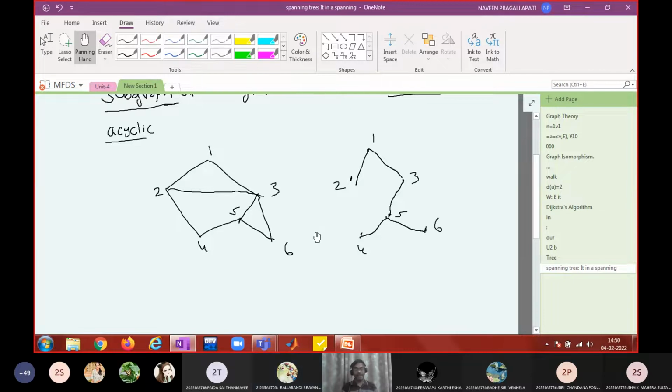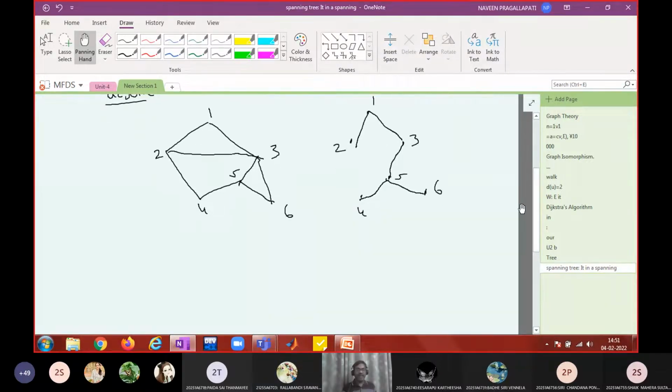Am I right? Excuse me, sir, what about the edge 2 to 3? I'm not taking it. What do you mean by spanning? The only condition is on the vertices. Is that okay? So this is one spanning tree. Similarly, can you tell me another spanning tree?